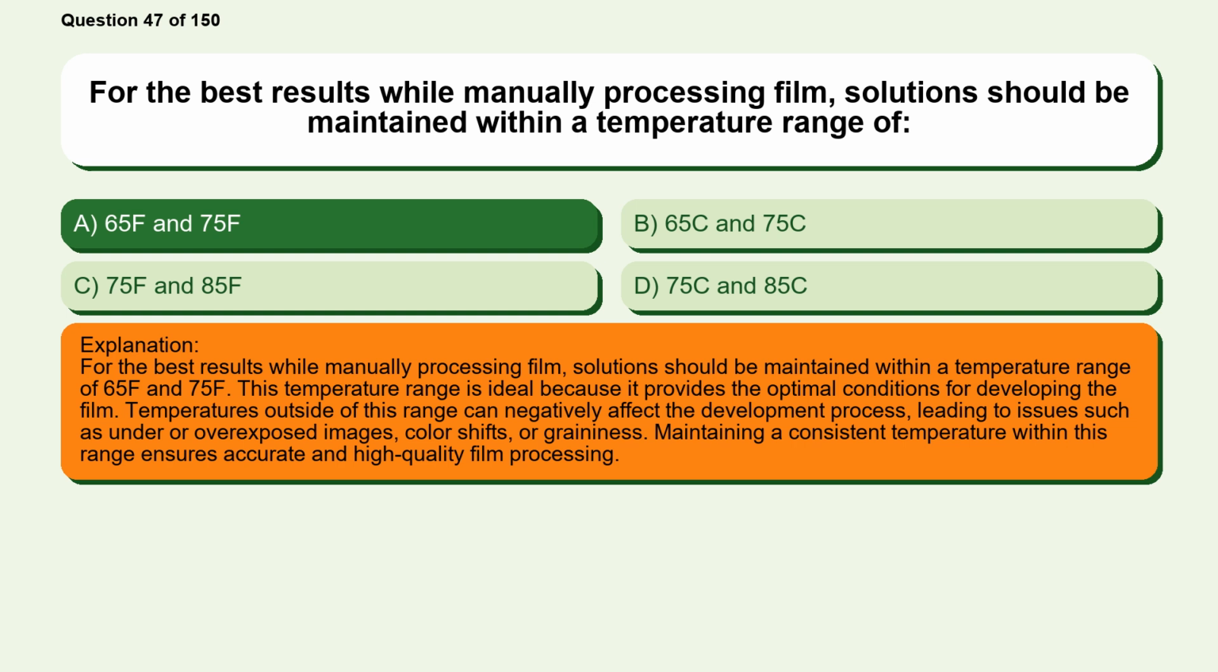For the best results while manually processing film, solutions should be maintained within a temperature range of 65°F and 75°F. This temperature range is ideal because it provides the optimal conditions for developing the film. Temperatures outside of this range can negatively affect the development process, leading to issues such as under or overexposed images, color shifts, or graininess. Maintaining a consistent temperature within this range ensures accurate and high-quality film processing.